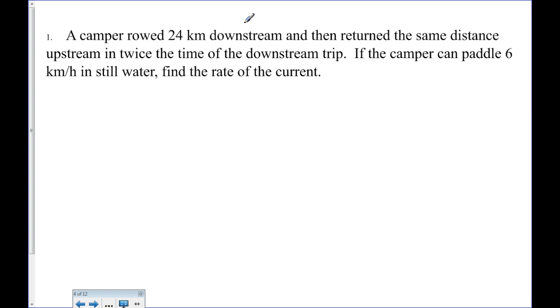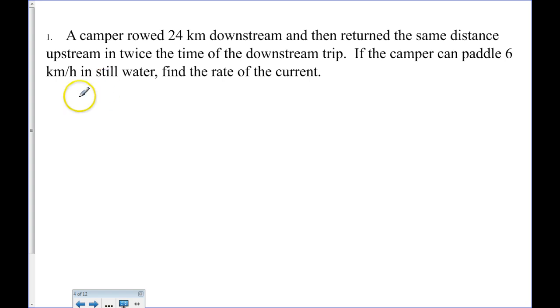So we have a camper that rowed 24 kilometers downstream and then returned the same distance upstream in twice the time of the downstream trip. Okay? If the camper can paddle 6 kilometers per hour in still water, then find the rate of the current.